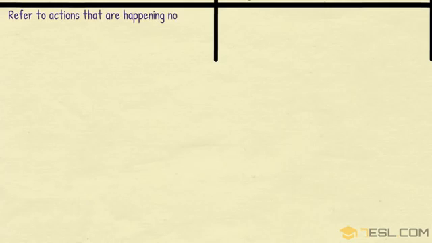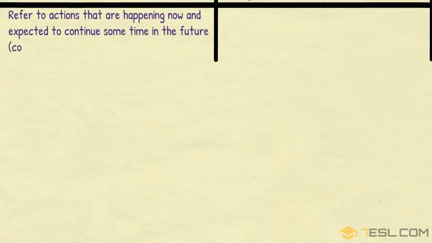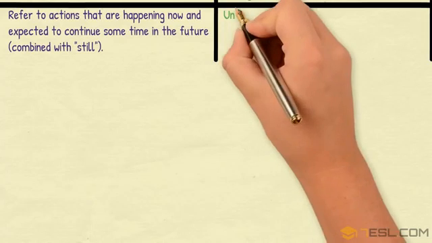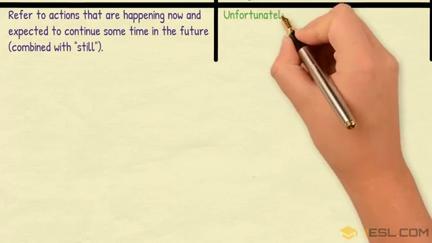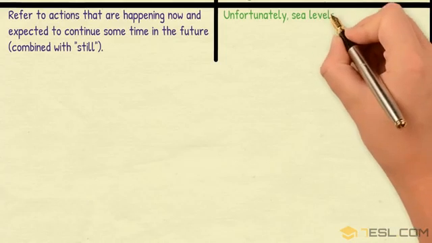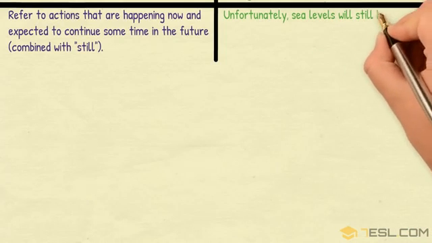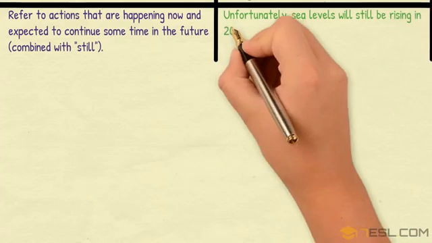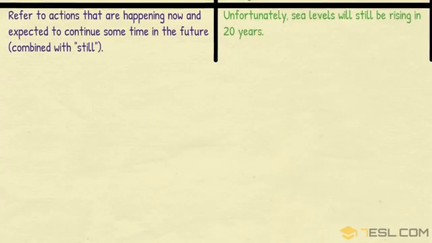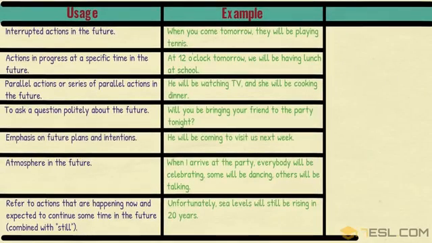Refer to actions that are happening now and expected to continue sometime in the future, combined with still. Unfortunately, sea levels will still be rising in 20 years.